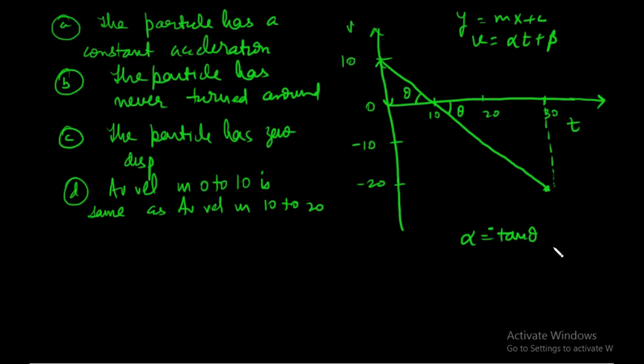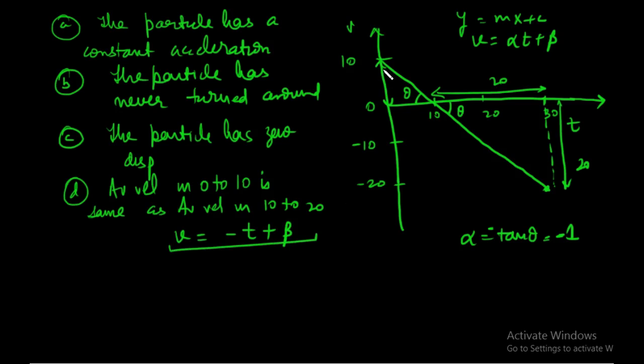What is tan theta? 10 by 10, which is 1. This means alpha is minus 1. Here also we can see this is 20 and this is also 20. Tan theta is 20 by 20, which is 1. So alpha is minus 1. We have established this. So V would be equal to minus t plus beta.